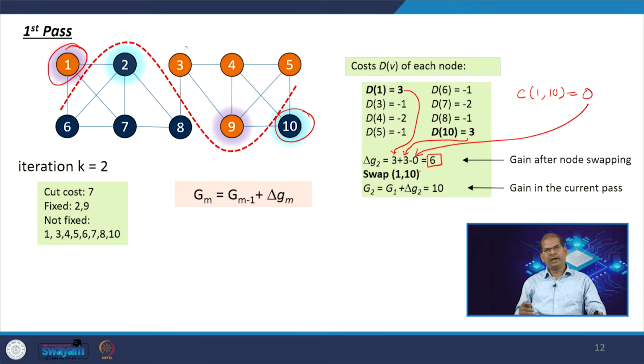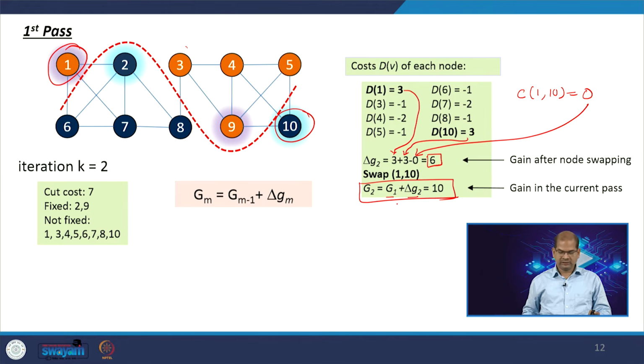Now I need to accumulate all the previous gain with the present gain. My previous gain is G 1 plus delta G 2, so my overall gain is 10. My cut cost will be reduced by 10 after moving these two nodes.